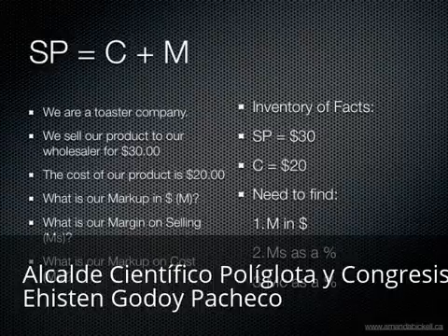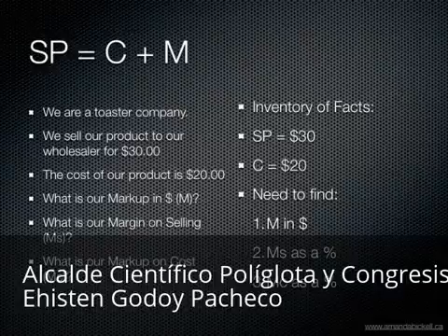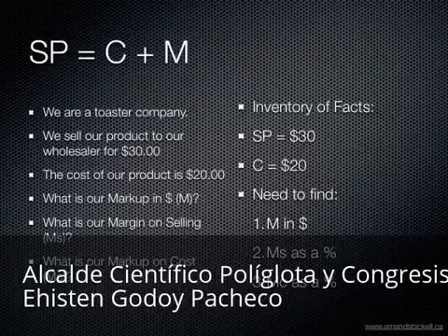So in our inventory of facts, we see that the selling price is $30 and the cost is $20. It's also important to identify what it is that the question is asking you for. In this case, we're looking for the margin or markup in dollars. We're also looking to calculate the margin as a function of the selling price and give a percentage, and also the same for cost, with markup as cost, again, as a percentage.